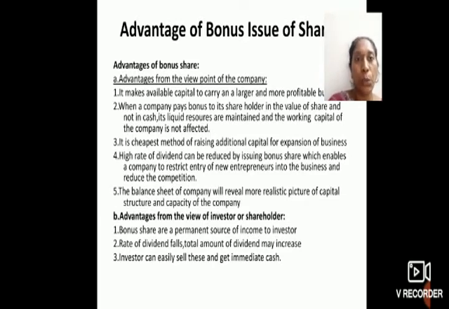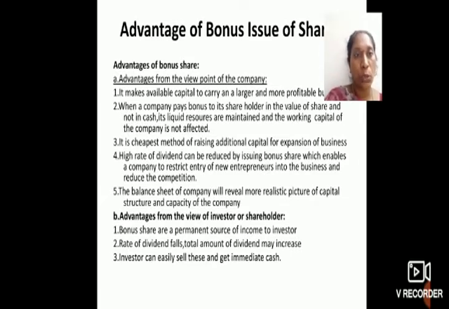So when the company has issued bonus shares, the amount from the profit will be taken and included in the capital. Now the capital gets increased, so that amount can be utilized for further good projects, and they can earn more profit out of the projects.